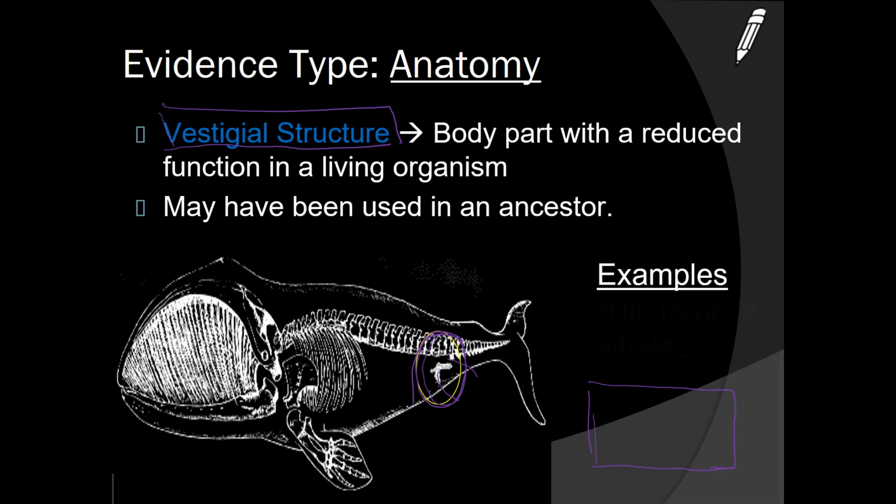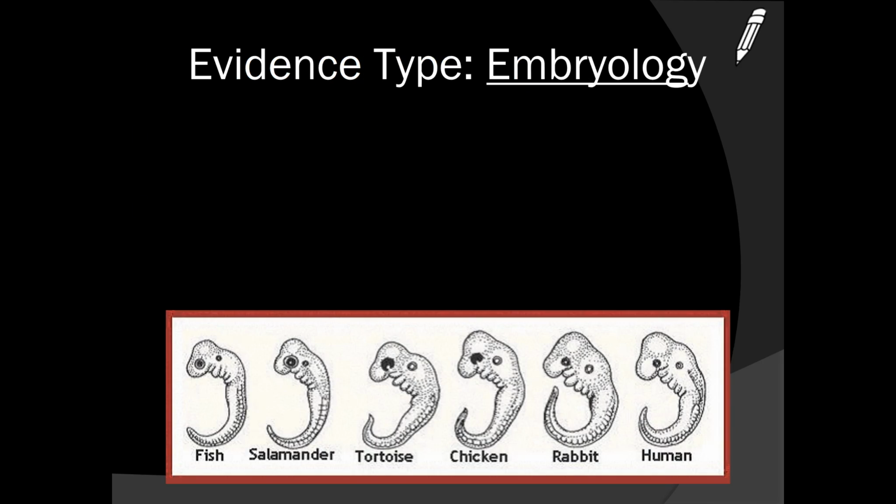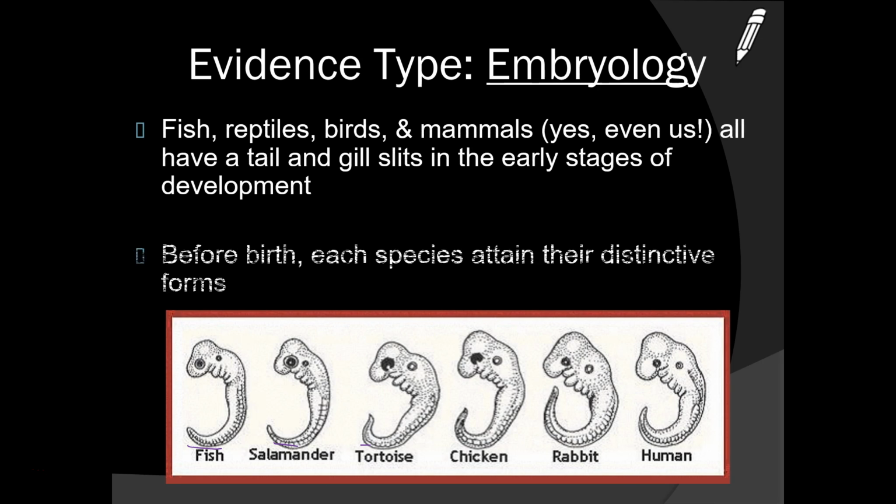The third type of evidence is embryology. And as embryos of different species are developing, you could see as a fish develops and a salamander and a tortoise and so on and so forth, you can see that all of these organisms are developing very, very similarly. And as they grow and mature, then they start to get more of their defined differences. But you can see that as embryos, different organisms are very, very similar in structure. And again, that suggests a common ancestor between those species.